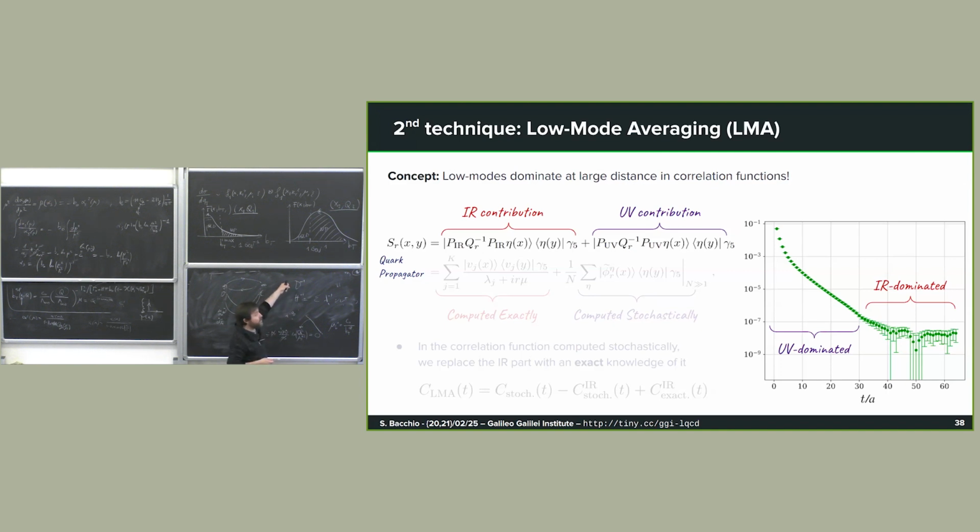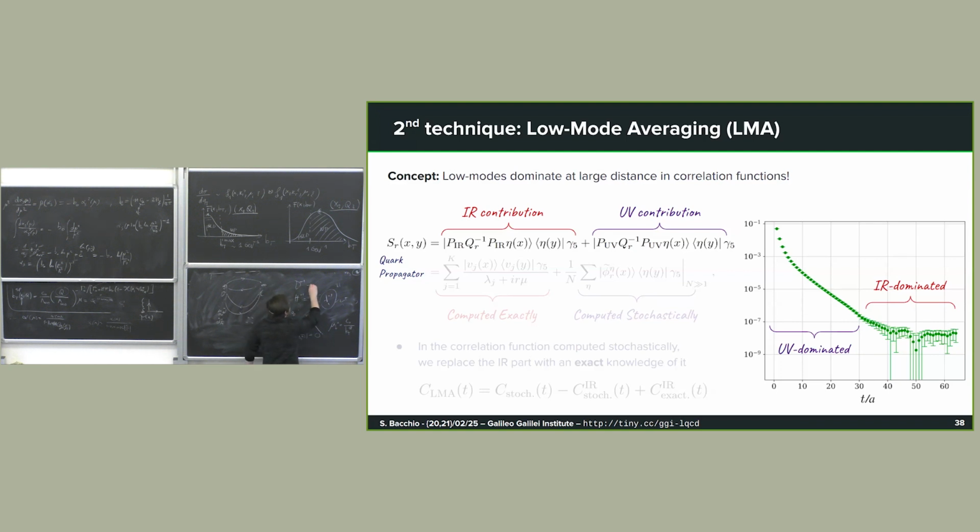So the inverse of the matrix, what is it dominated by? It's dominated by the low modes. Because at large distance, what is propagating on the lattice are not the ultraviolet modes. The ultraviolet modes decay very fast, since they are the equivalent of large masses. At a large distance, what remains are the low modes.